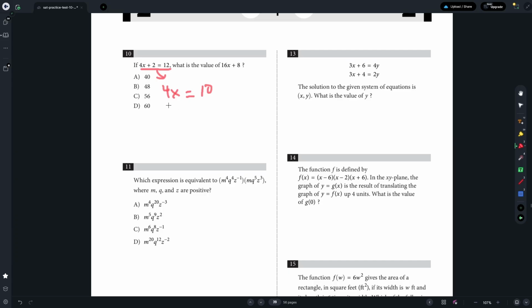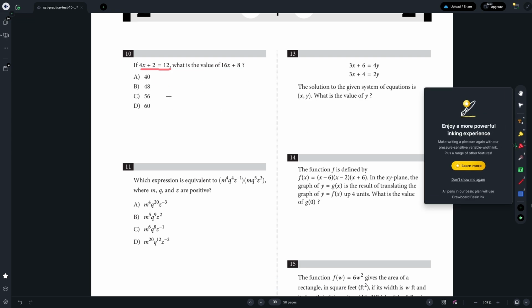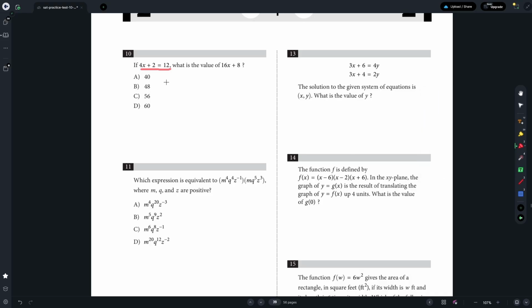And to solve for x, all we've got to do is divide by 4 on both sides, and we get x equals 2.5. We could also write this as a fraction, which is 5/2. So since we know that x is 5/2, we can plug it into this expression: 16 times 5 over 2 plus 8.